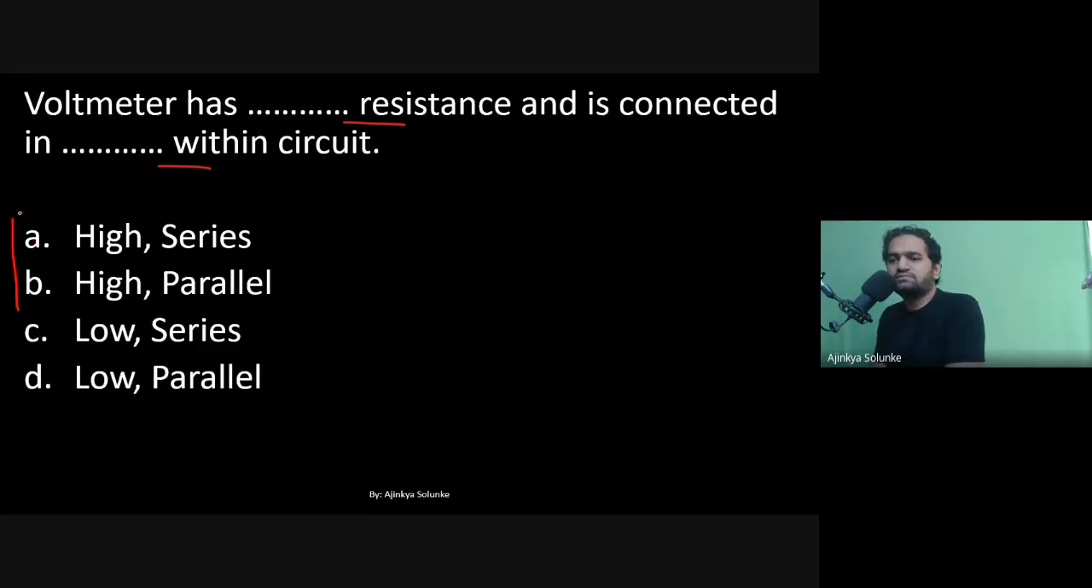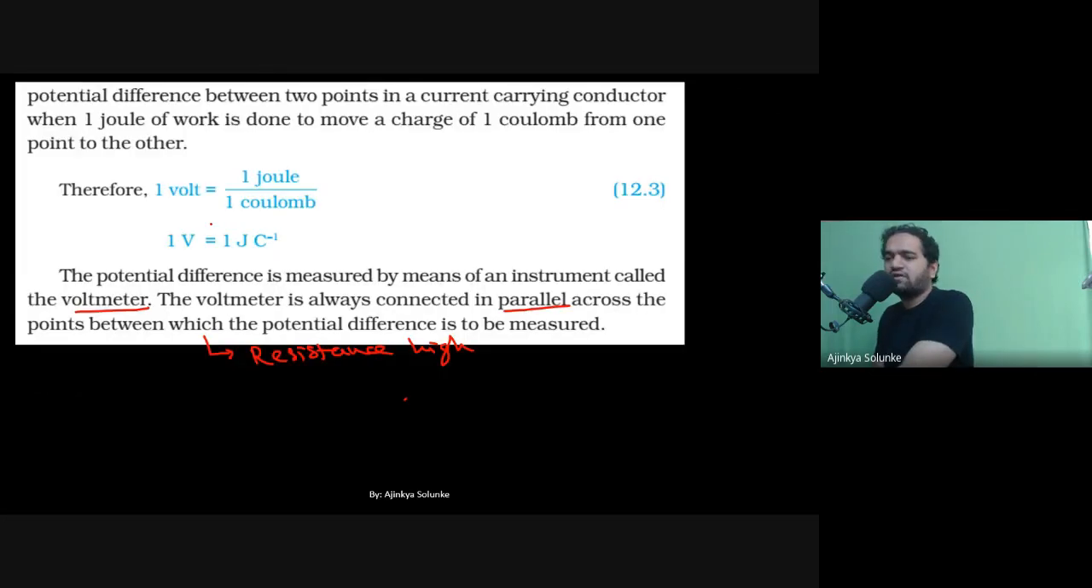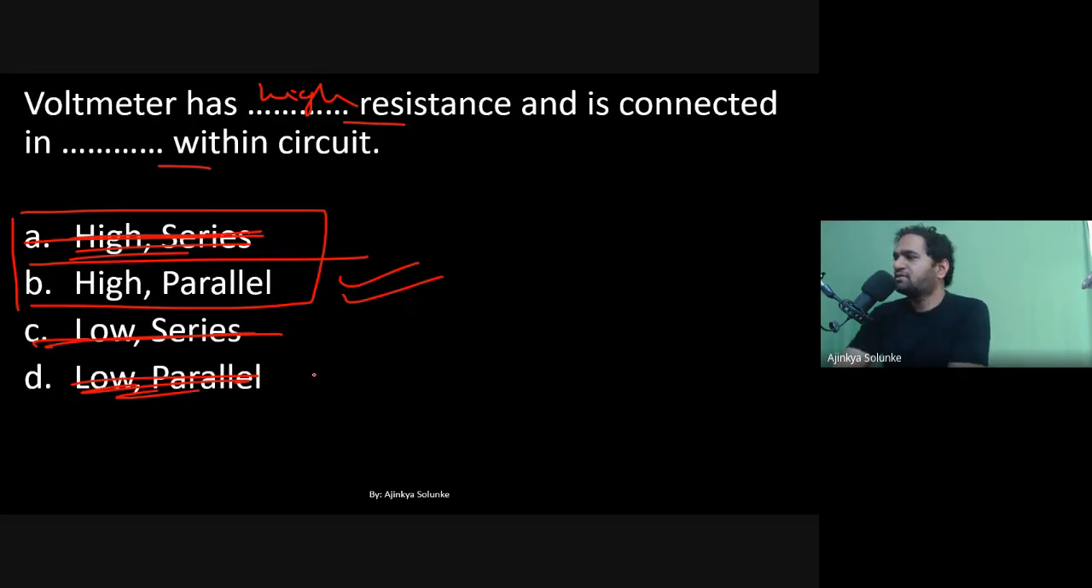So of the two options, we require high. And it is connected dash in the circuit. Whether we connect in series or parallel, we have just written and understood that it is connected in parallel. So yes, the answer should be B. This is the answer: high and parallel.